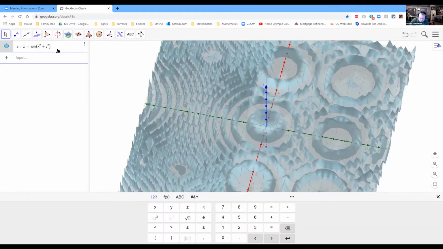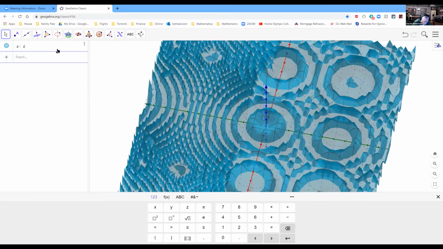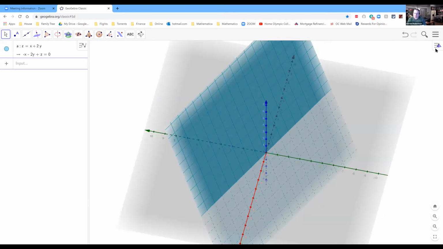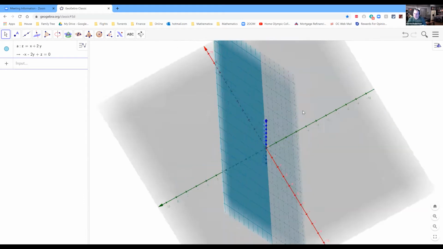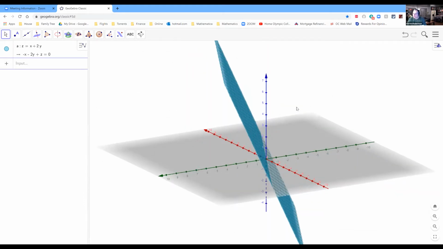Now, if you take as a simple example, z equals x plus 2y. Do you know that's just a rearrangement of x plus 2y minus z equals 0? So that should be a plane, shouldn't it? And it is. Right? So you have kind of already seen a 3D function, haven't you? Planes are 3D functions.